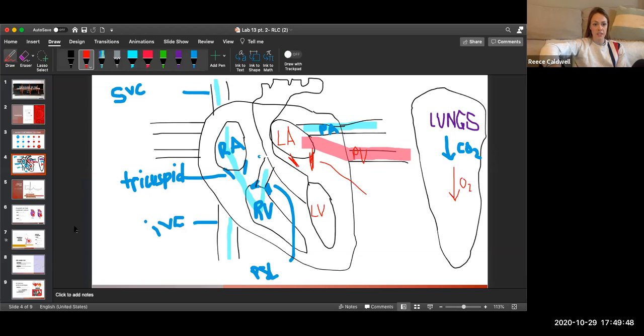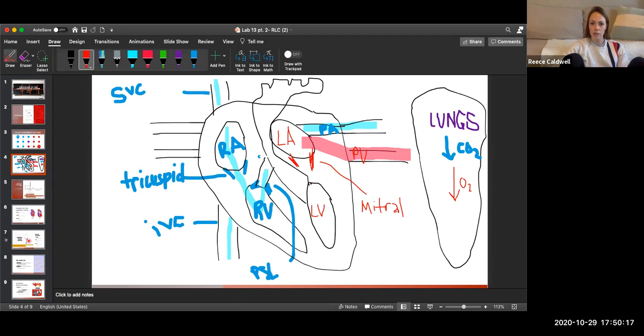Yes, the bicuspid, or anyone want to give me the other name that's most commonly called? Yes, mitral. And Alyssa, I feel like I saw you mouth it. So yes, the mitral valve. It is also correct that I would take bicuspid if you wrote that, but it's most commonly called the mitral valve in the medical community. So let's learn it like that.